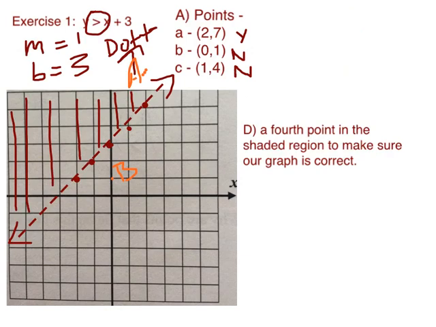Let's go to 1, 4. 1, 1, 2, 3, 4. 1, 4 is going to sit right on the dotted line. That is why it's no, because this is a dotted line, so none of the points that are on that line are part of the solution.